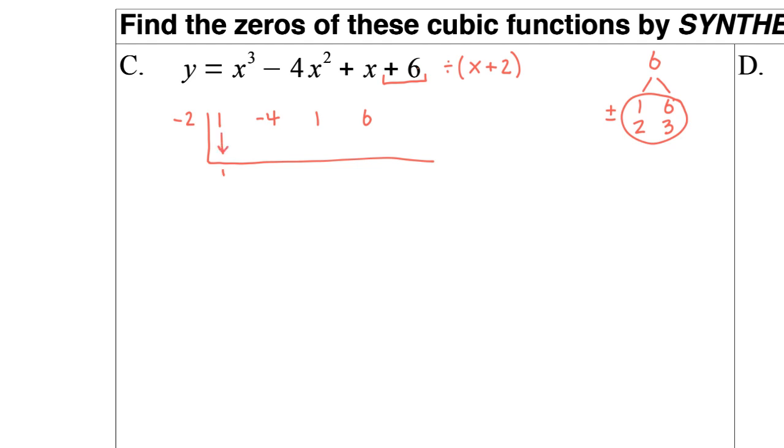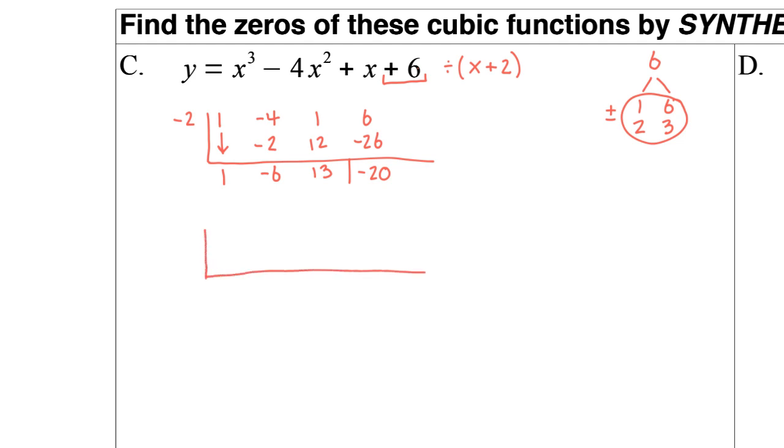Then we're just going to do our bring down, multiply, add, and go through that process and see if there's any sort of remainder. So let's say -2 times 1 is -2. If we add those together, we get -6. -6 times -2 is positive 12. We get 13, and we can pretty much already see this one's not going to work because we don't get a nice remainder of 0. We get -20, and we have some sort of remainder there. So that one didn't work. So let's try another one.